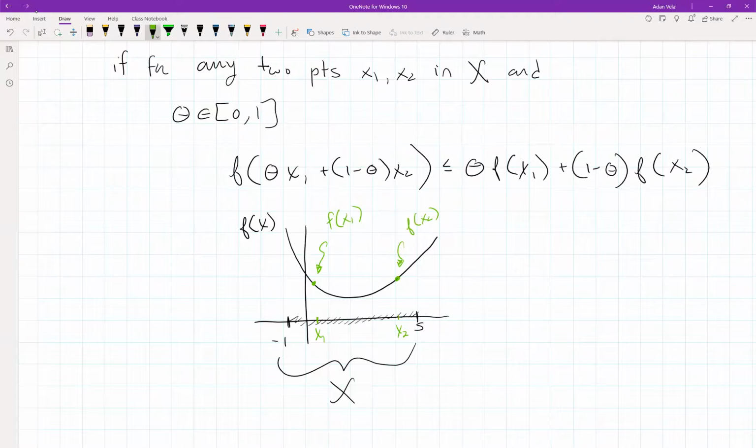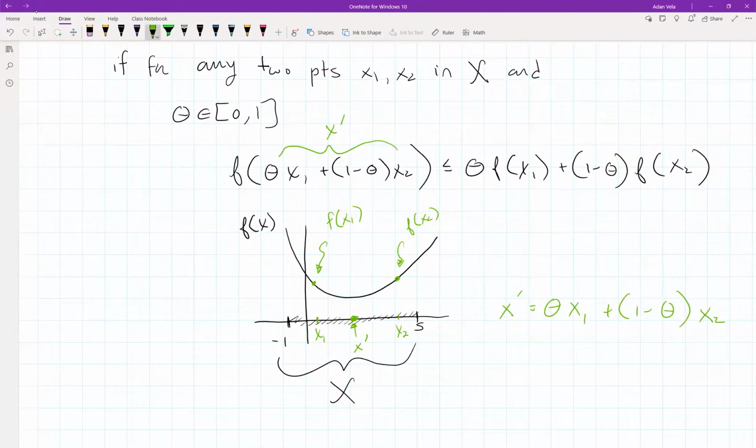Now, if we select some theta, right, this might be the convex combination, so we'll call it x prime. So x prime is equal to theta x1 plus 1 minus theta x2. All right, so that's just what is inside of the function.